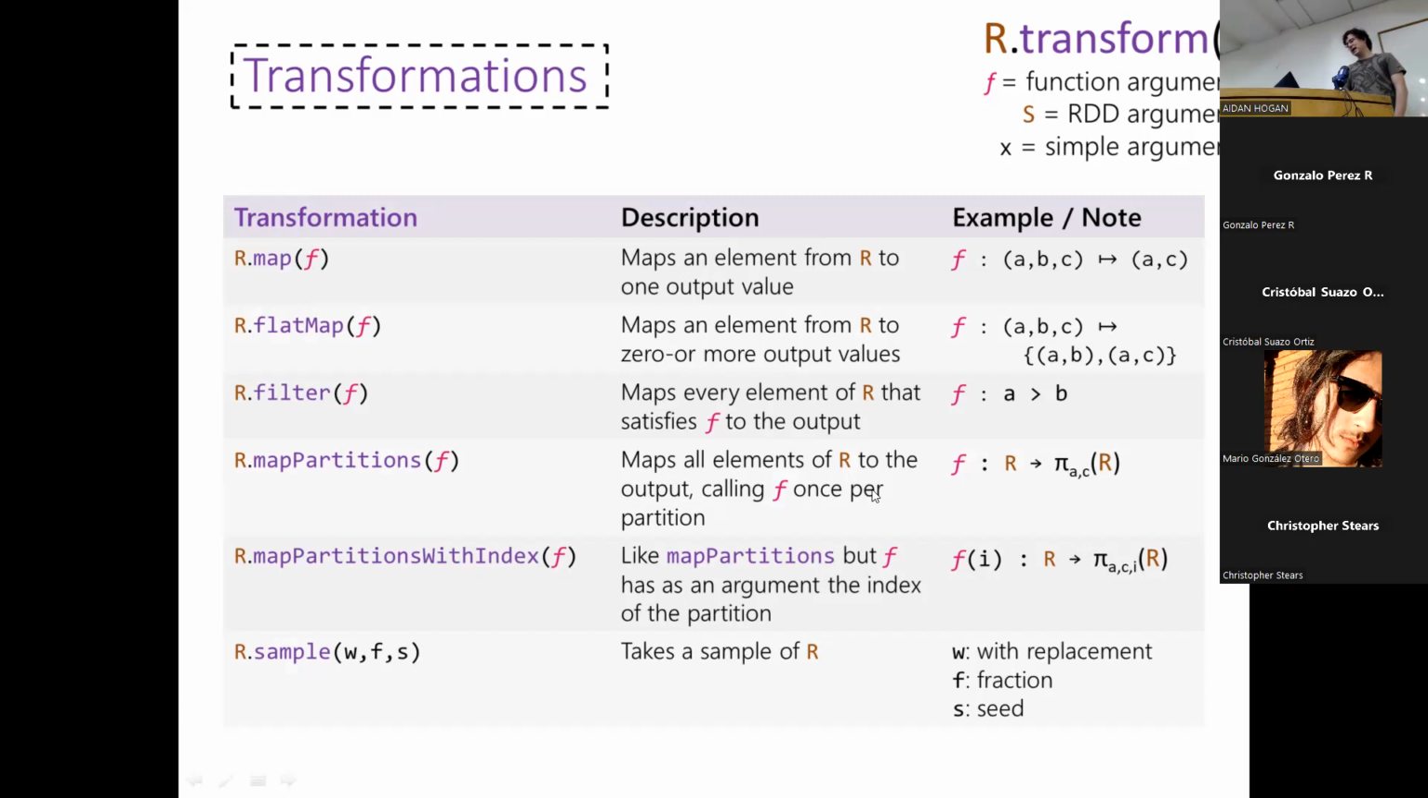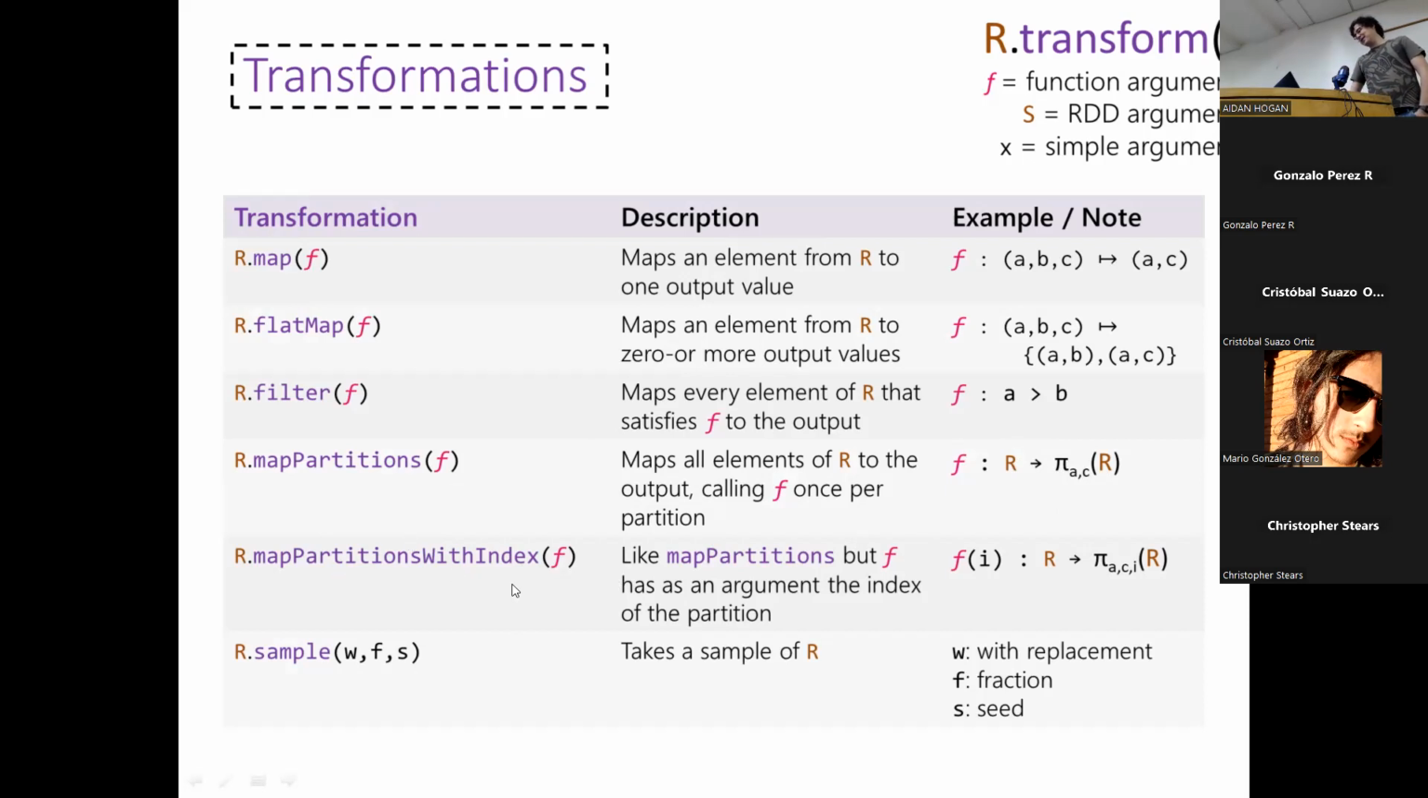Map partitions allows us to map all of the elements of the RDD to the output, calling F once per partition. Basically what it allows us to do is call a function that will take an entire partition and then give us an RDD over that. It's some function that will take a partition, a list of tuples, as input and produce potentially zero or many tuples as output. So it's a partition level function, not a tuple by tuple function.